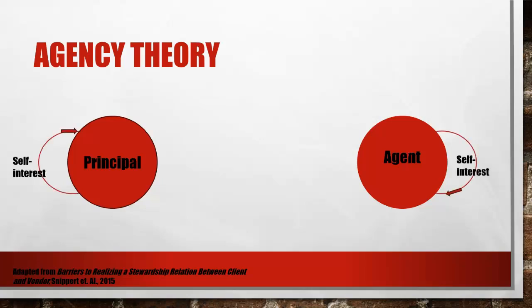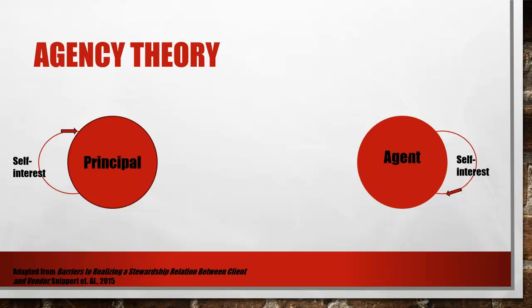Now, both the agent and the principal have self-interest. As the principal, in this situation of buying a car, you want to get the best vehicle possible, and you want to get it at the best price possible. You want to make sure the vehicle runs, it's in good condition, doesn't have a history of wrecks, all these different things. The agent's self-interest is to make the most amount of money possible while also selling a vehicle. So their self-interest is to make a lot of money. Your self-interest is to save money.